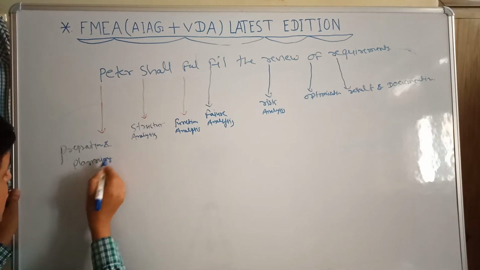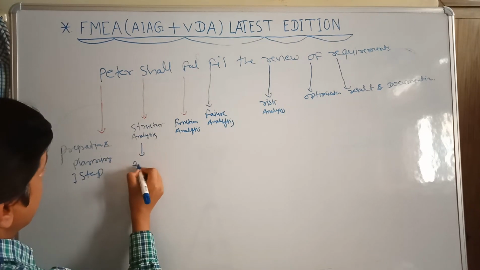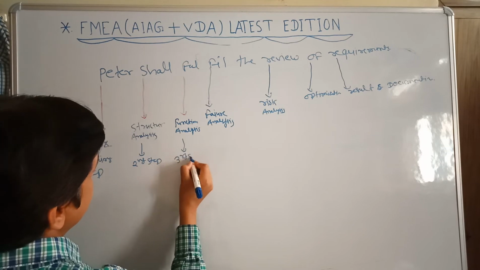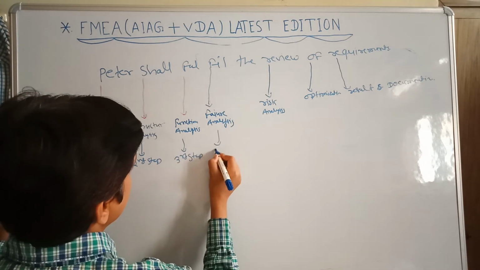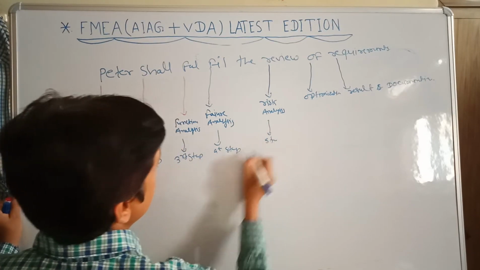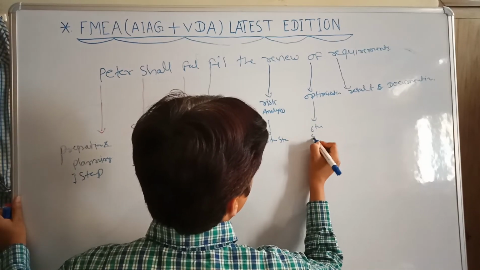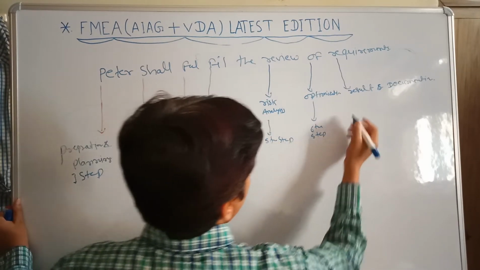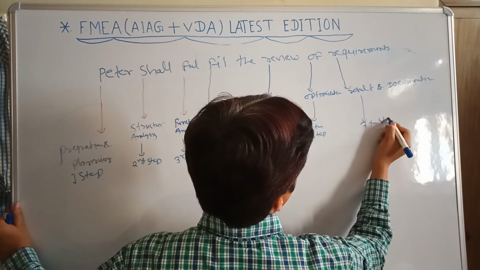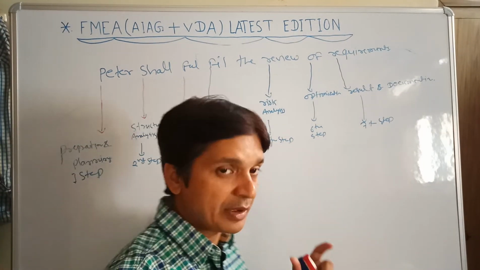First is preparation and planning, that is the first step. Structure analysis is the second step. Function analysis is the third step. Failure analysis is the fourth step. Risk analysis is the fifth step of the latest edition. Optimization is the sixth step. And result and documentation is the seventh step. So these are the seven steps of the latest FMEA edition.